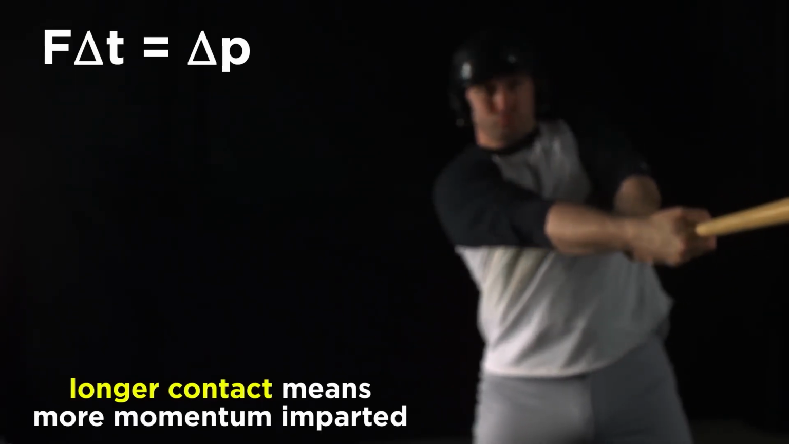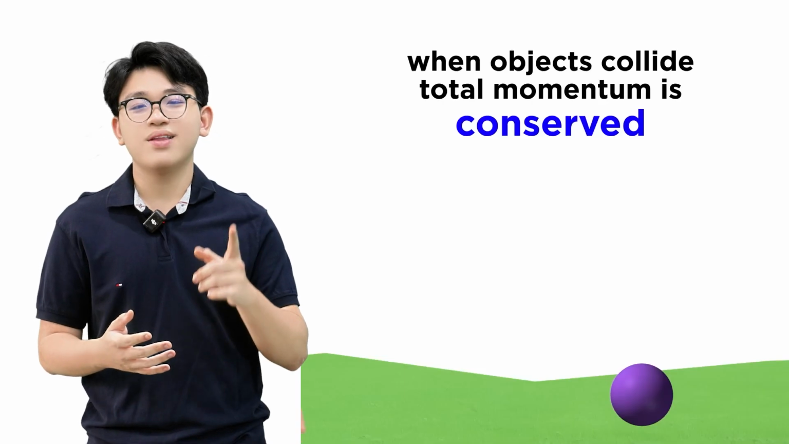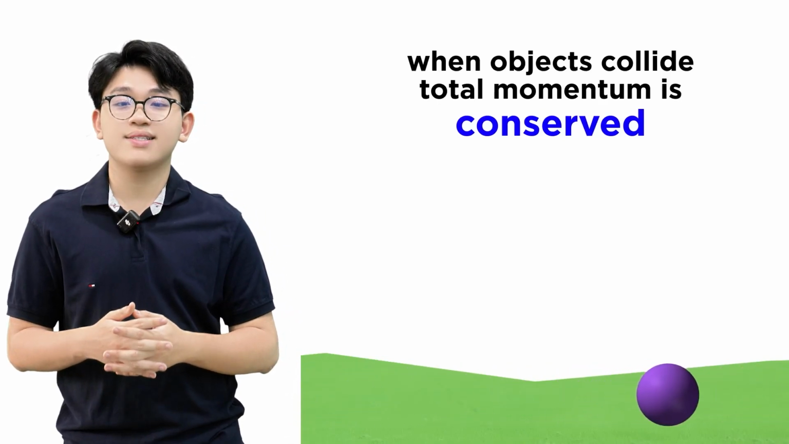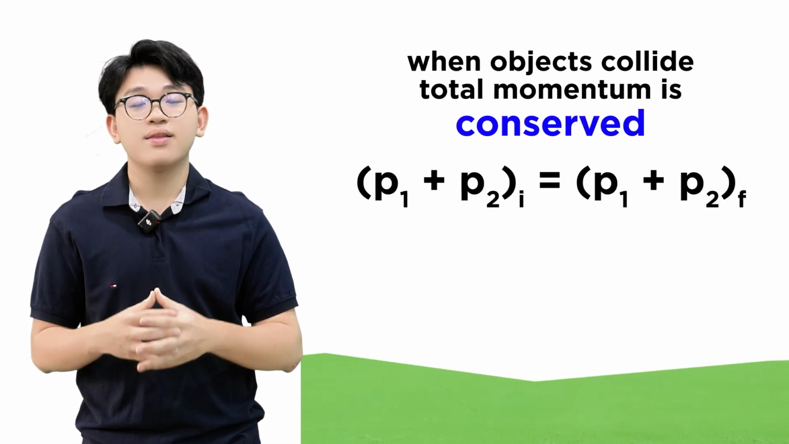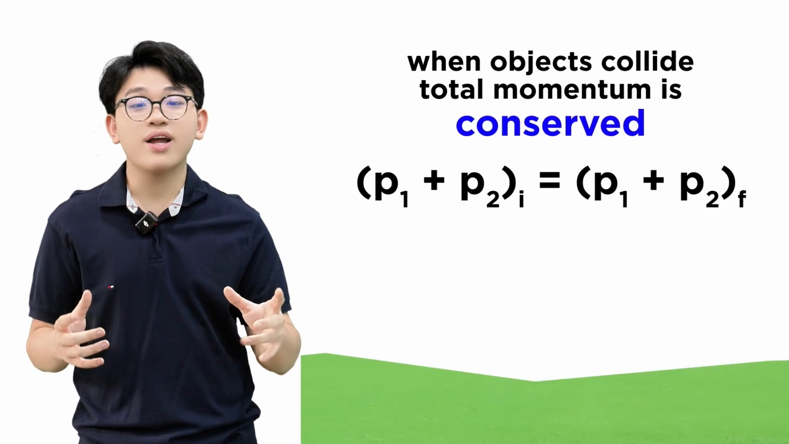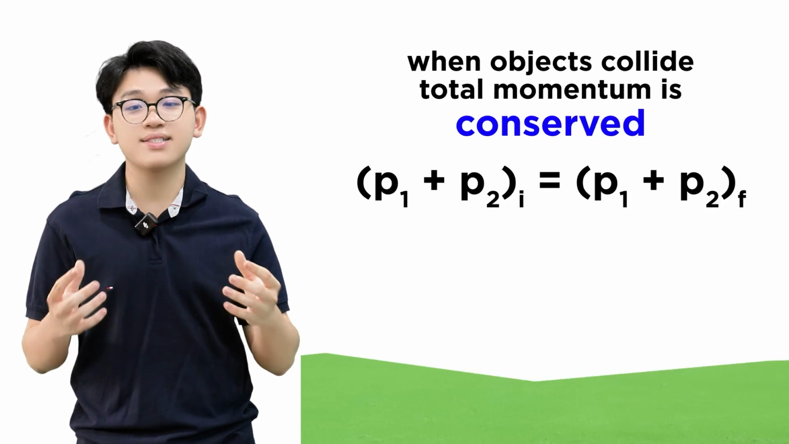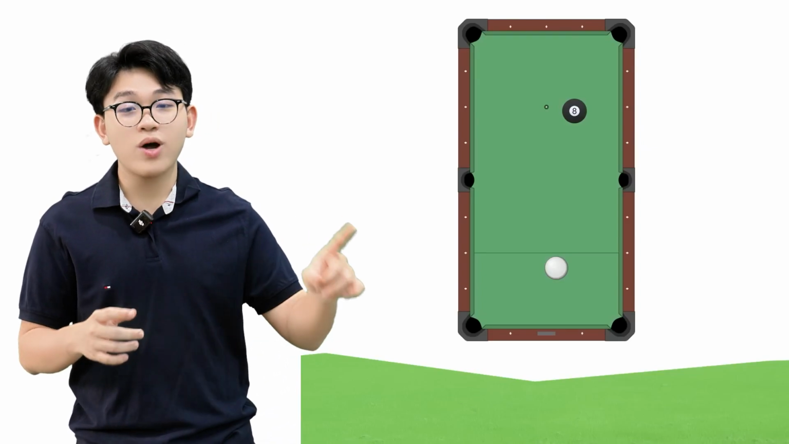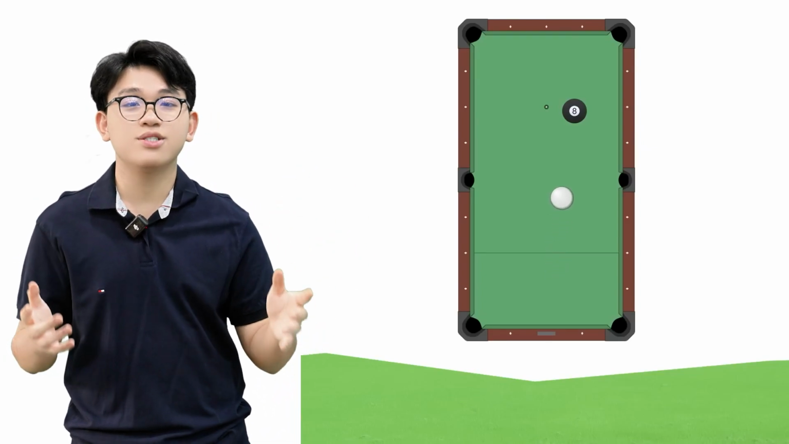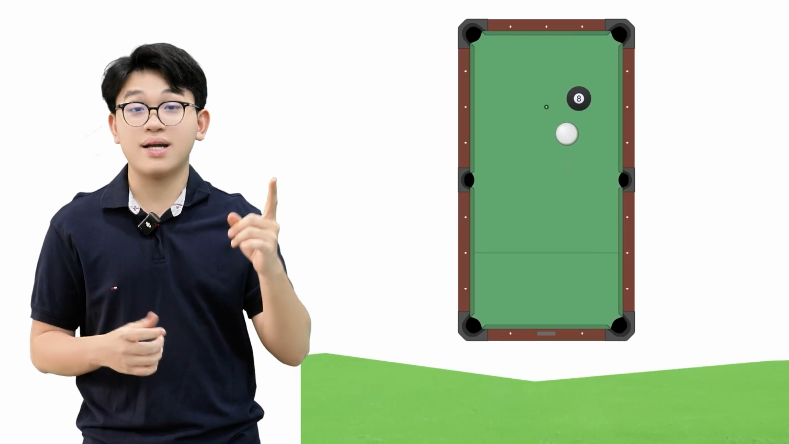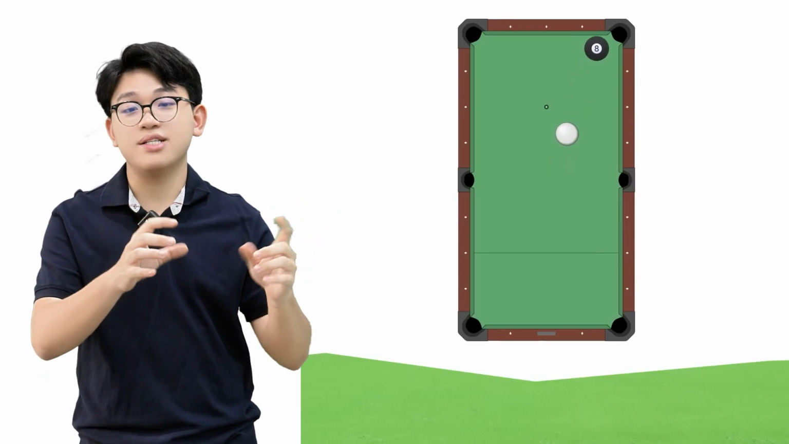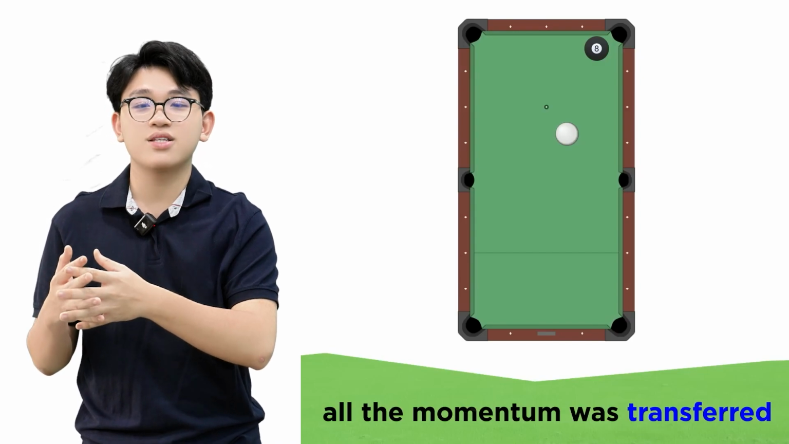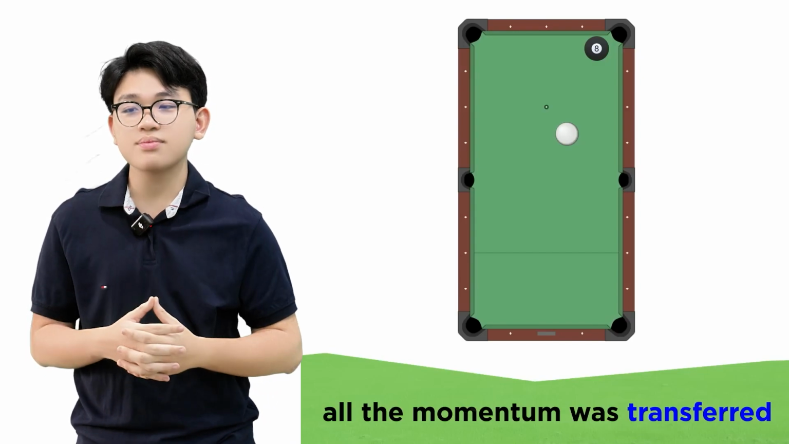Finally, let's touch on the law of conservation of momentum. This law states that in a closed system, the total momentum before and after a collision remains the same. For example, on a pool table, when one ball hits another, momentum is transferred. The first ball might stop, but its momentum is passed on to the second ball. This demonstrates the conservation of momentum.